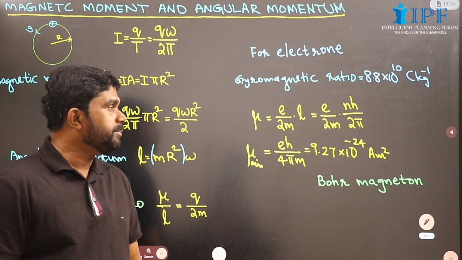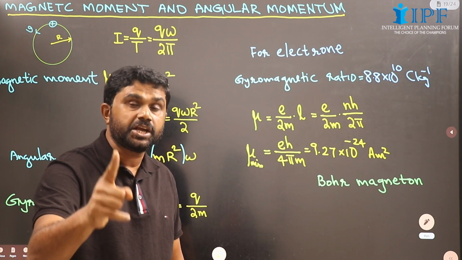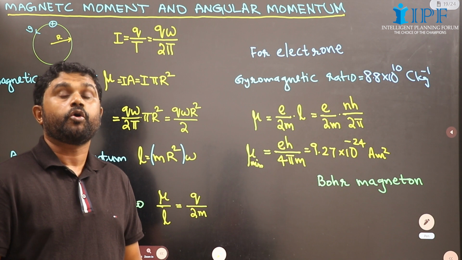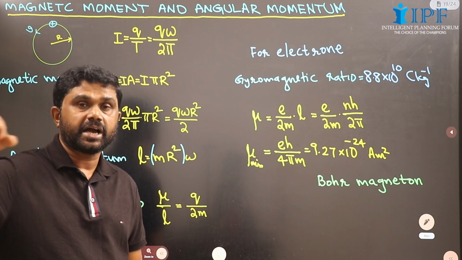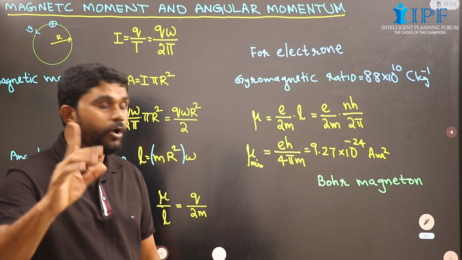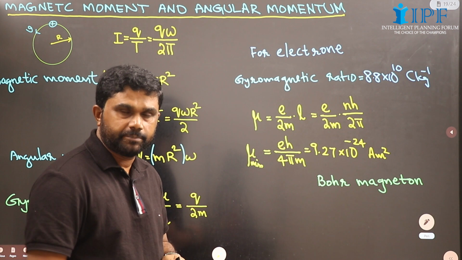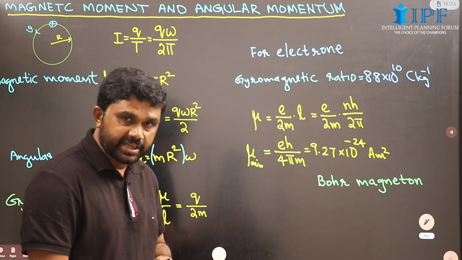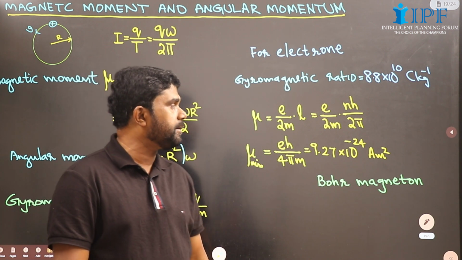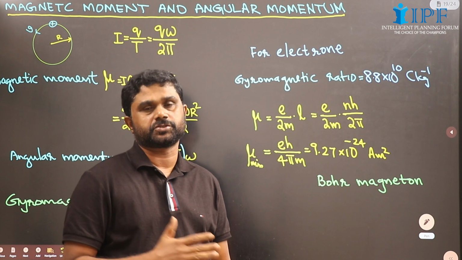So the minimum value of n, the principal quantum number, is 1. When you put n equal to 1, you will get the minimum value of the magnetic moment of the orbital electron in the hydrogen atom, and it is called a Bohr magneton. Then the Bohr magneton, mu B, equals eh divided by 4 pi m, where h is Planck's constant, e is the electronic charge, and m is the mass of the electron. We will get 9.27 into 10 raised to minus 24 ampere meter square.